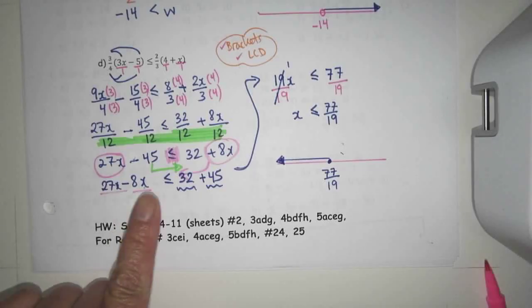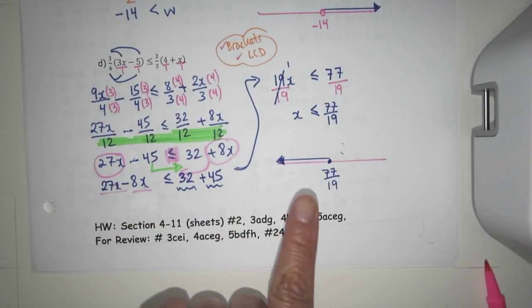Okay, so watch out for the signs. When you divide by 19, I didn't need to switch the sign, and leave it as a fraction.